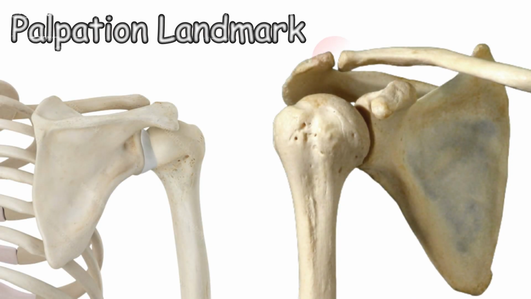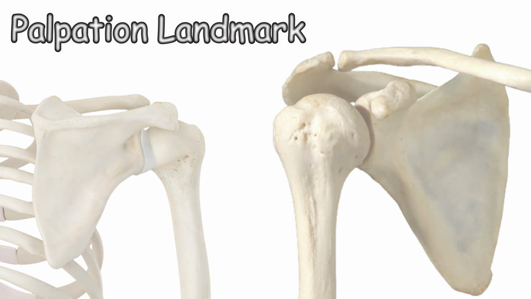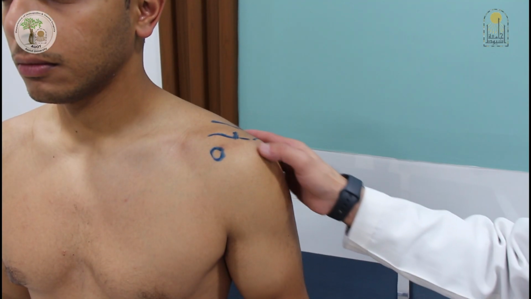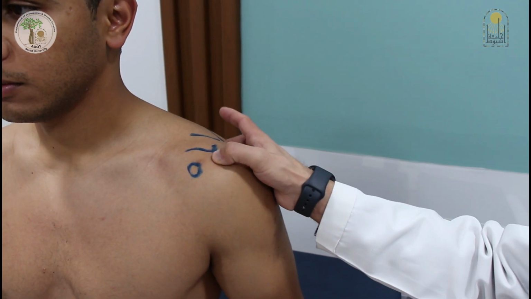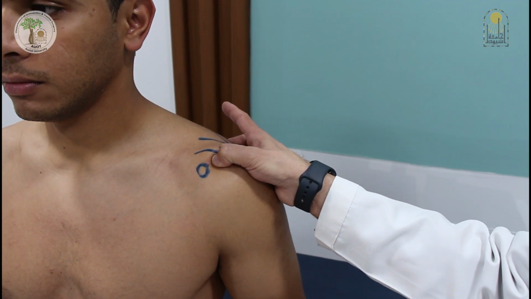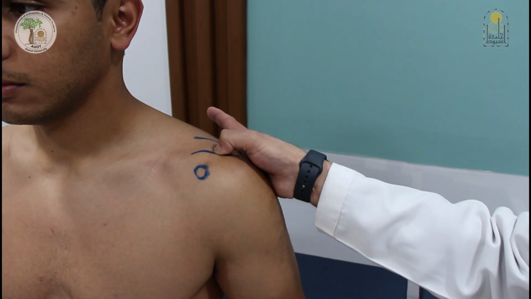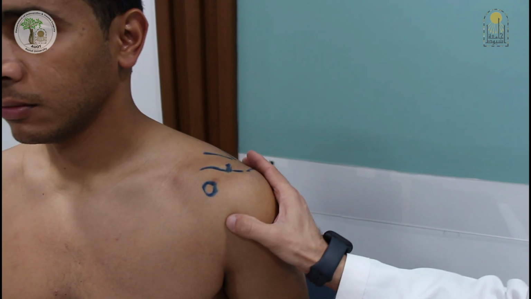In palpation, we are going to look for the AC joint, the anterolateral shoulder, the biceps tendon, and the coracoid. We start the palpation anterolaterally to see if there is any impingement, and then we move on to the AC joint where there is a slight depression between the acromion and the clavicle. We look for local tenderness.